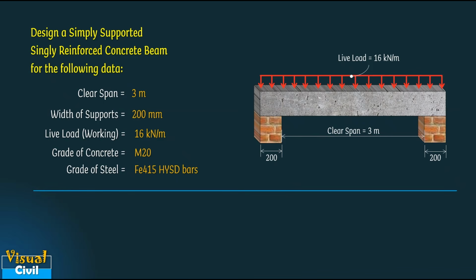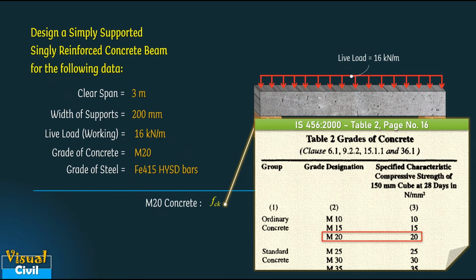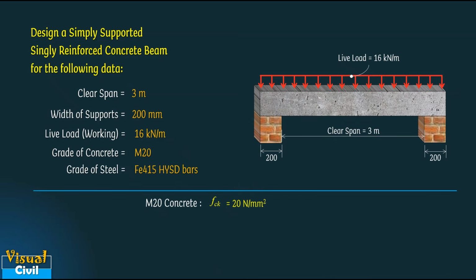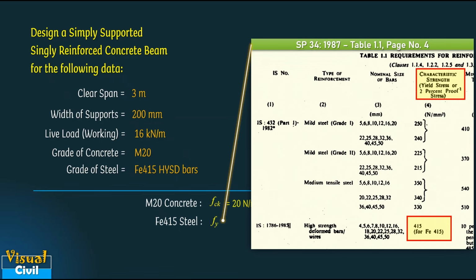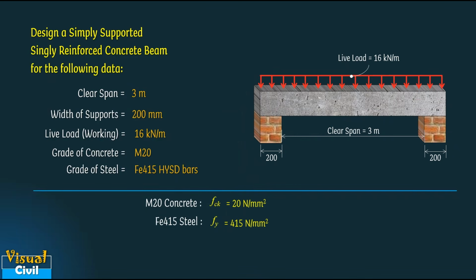Let us start by getting the values of fck and fy. As per table 2 of IS 456-2000, the value of fck for M20 grade concrete is 20 Newton per mm square. The value of fy for Fe415 steel is 415 Newton per mm square as per SP 34 1987 table 1.1.